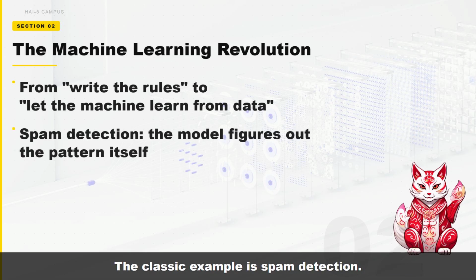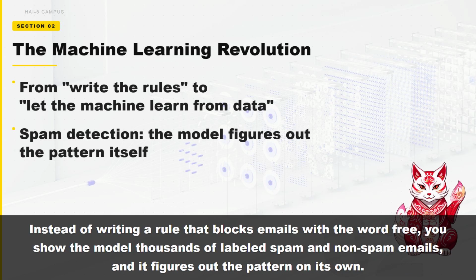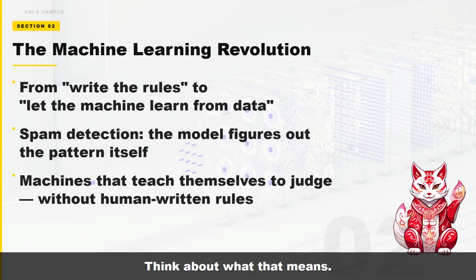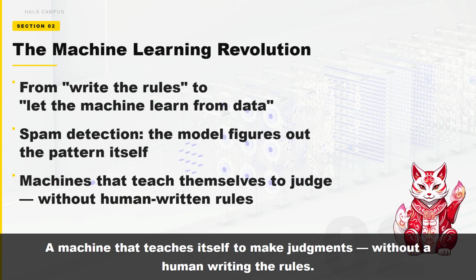The classic example is spam detection. Instead of writing a rule that blocks emails with the word free, you show the model thousands of labeled spam and non-spam emails, and it figures out the pattern on its own. Think about what that means. A machine that teaches itself to make judgments, without a human writing the rules.